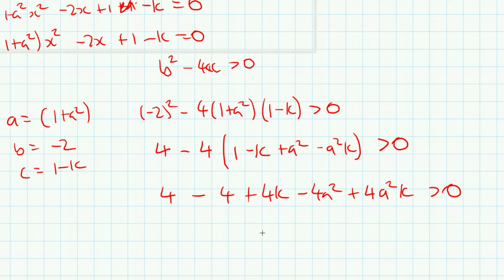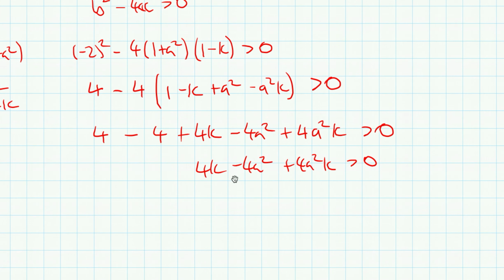From here we can do 4 minus 4, which is 0, so we're left with 4k minus 4a squared plus 4a squared k is greater than 0. And then notice that we have a common term of 4, so we can divide by 4, and we're left with k minus a squared plus a squared k is greater than 0.